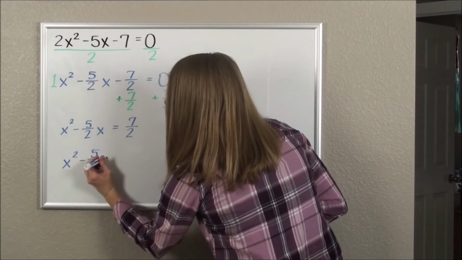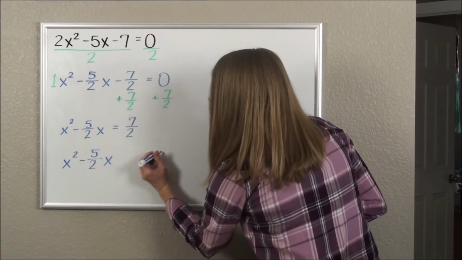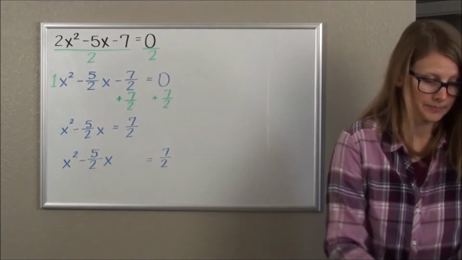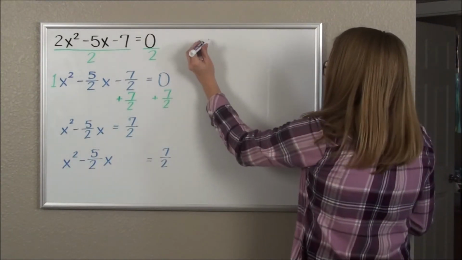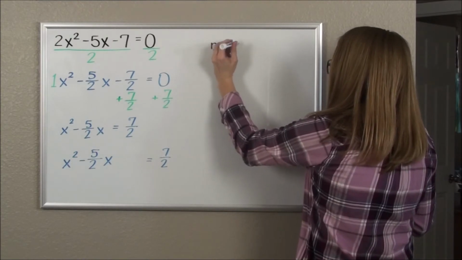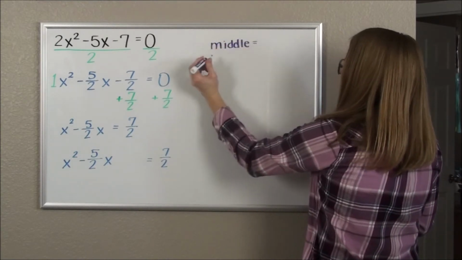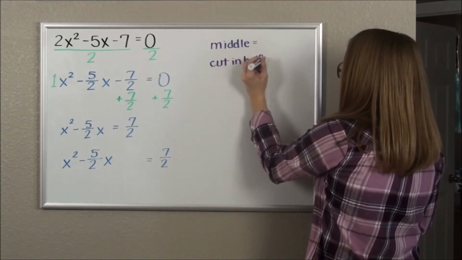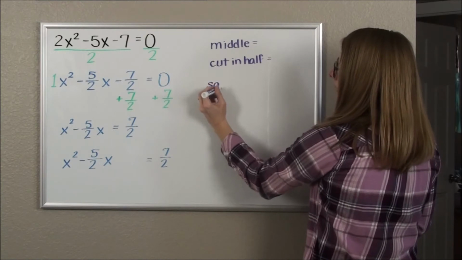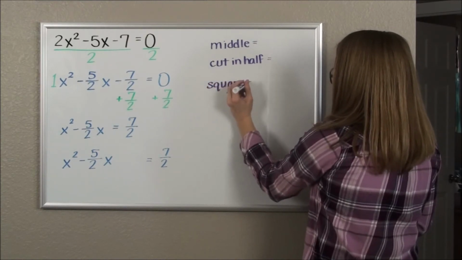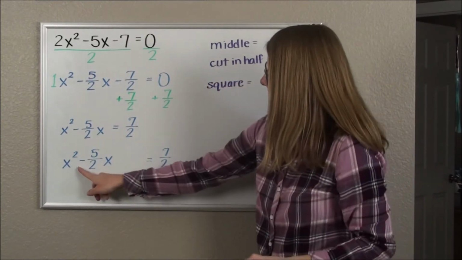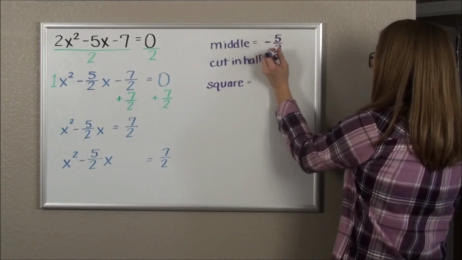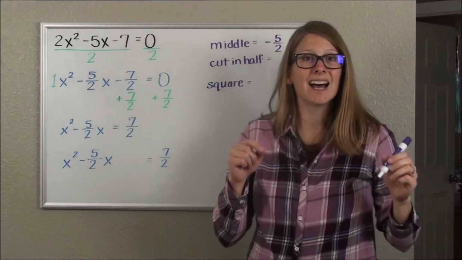So let's set up some space to add that magic number, and we'll go off to the side to figure out what it is. So again, when I find the magic number, I have to look to the middle. I'm going to need to cut that number in half. And then I'm going to need to square it. So when I look in the middle, what I see is negative 5 over 2. That's the number in the middle. What I need to do is cut it in half.